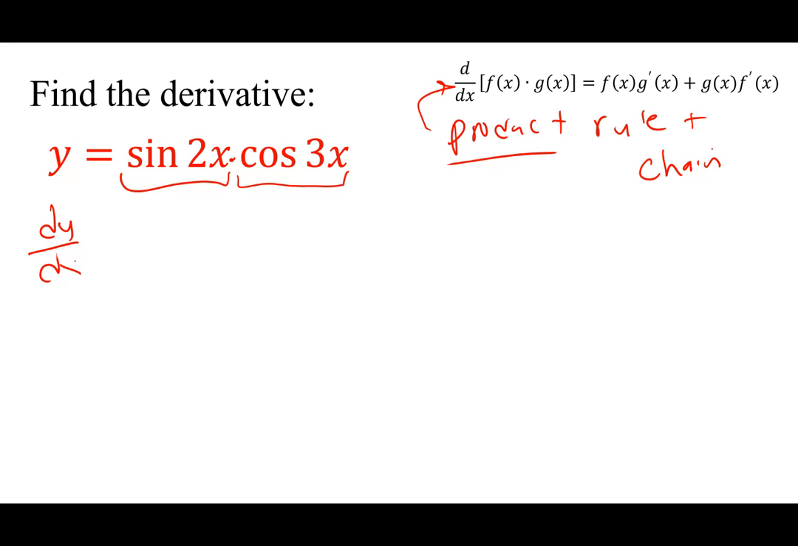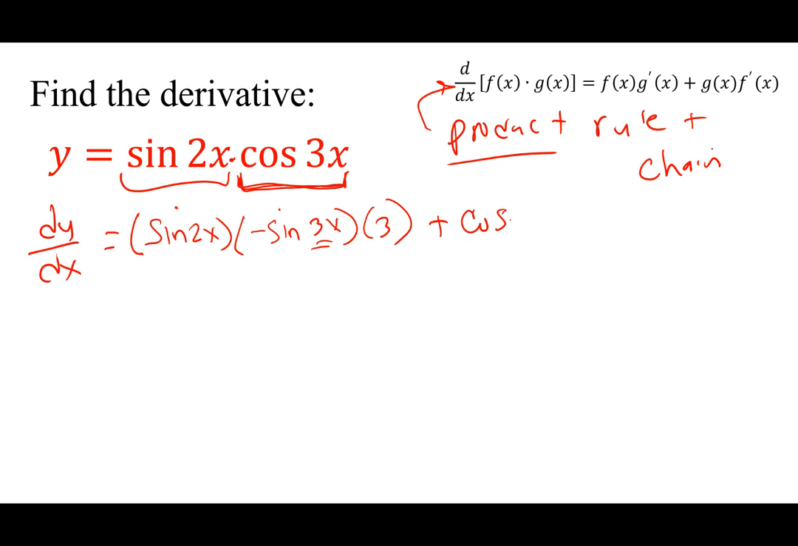You're going to take dy dx, and let's see how advanced we are at this point, whether we have to write our f, f prime and g, g prime. Again, you can keep doing that as long as it's helpful, and if you don't need it, then great. So according to the product rule, you're going to do the first times the derivative of the second. So the derivative of the cosine of 3x is the negative sine of 3x. Then you have to take the derivative of the inside, which would be 3, plus the second, which is the cosine of 3x, times the derivative of the first. So the derivative of the sine of 2x is the cosine of 2x. Then you'd have to take the derivative of the inside, which would be 2.